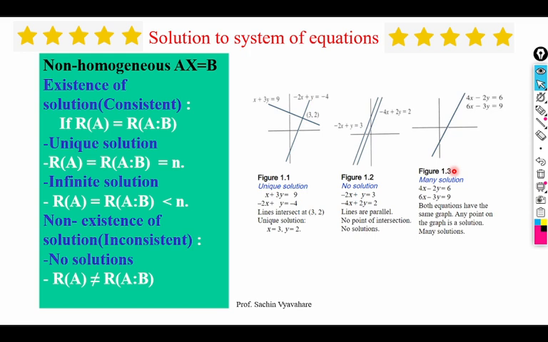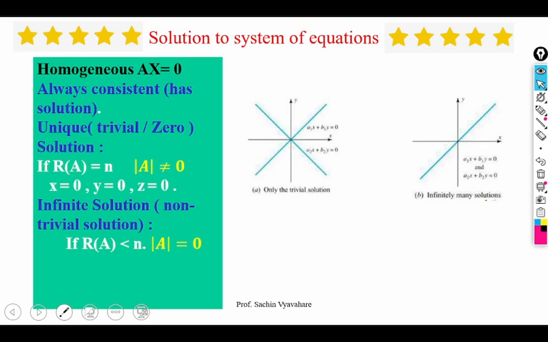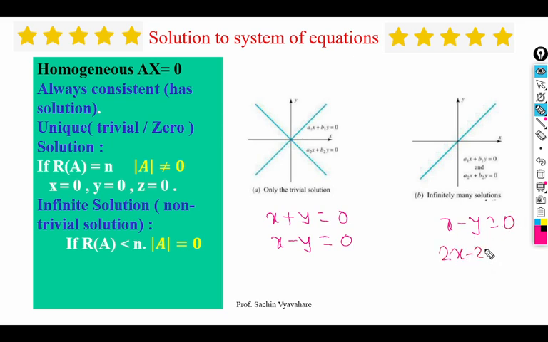And now let me move to the homogeneous system and we'll discuss which types of solution exist there. In the case of homogeneous, I will write the equations, then you will understand it better. Suppose the equations are like this: x plus y is 0 and x minus y is 0, or the equations are like this: x minus y is 0, and say 2x minus 2y is 0. Suppose this type of system of equations you are given.